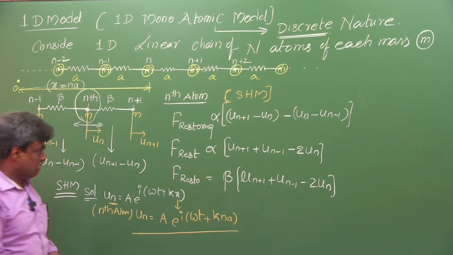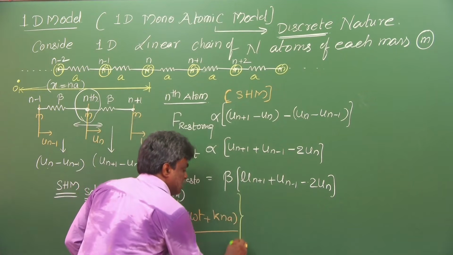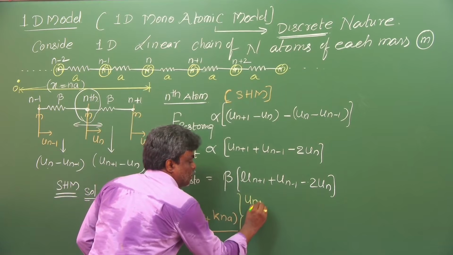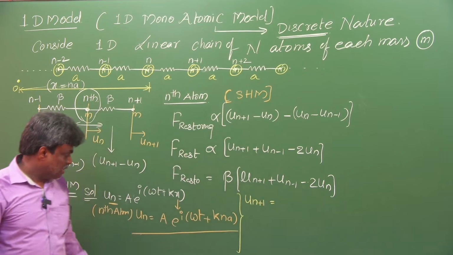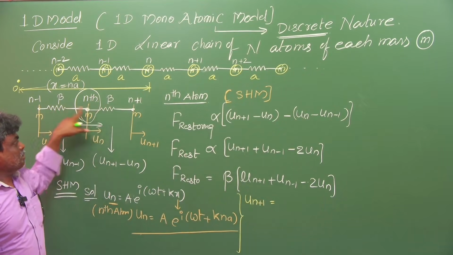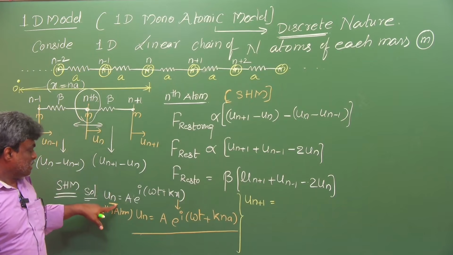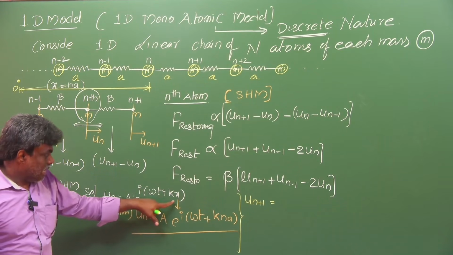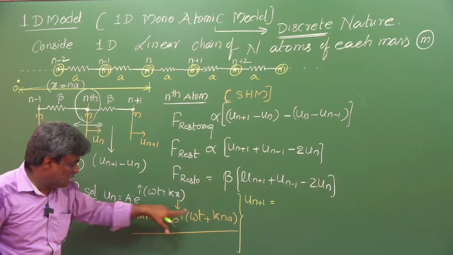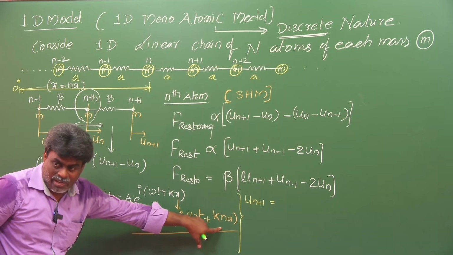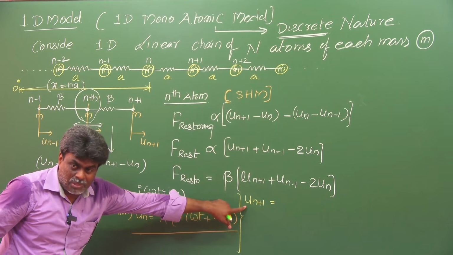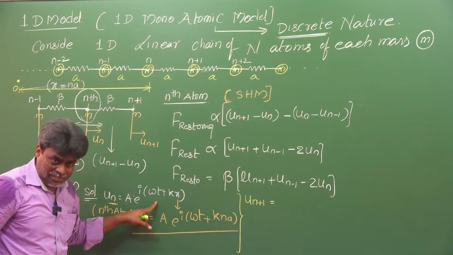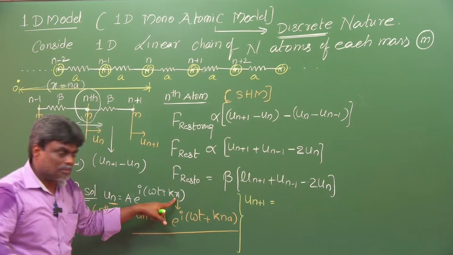Then un is equal to a e raised to i(omega t plus kNa). Is it okay? Now, from all these things, I am going to write un plus 1. This nth atom is making SHM, that's why this is the solution of SHM. Everybody knows this is sinusoidal, and x is the distance of that nth atom, which is Na. That's what I have done. Now I am finding un plus 1, same solution, but x is equal to, ready, start.